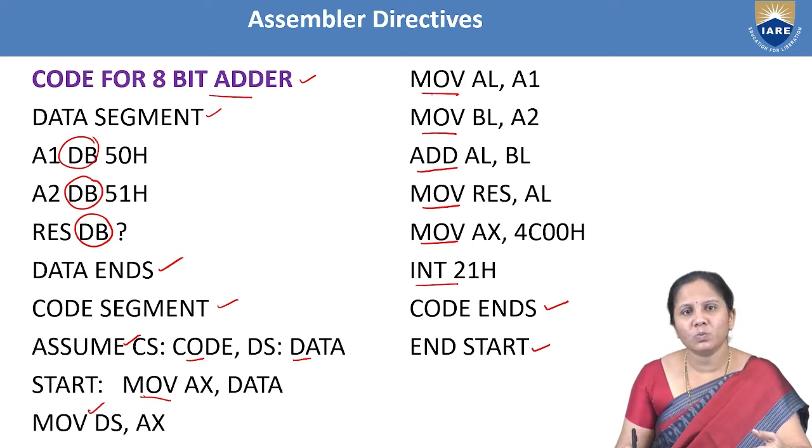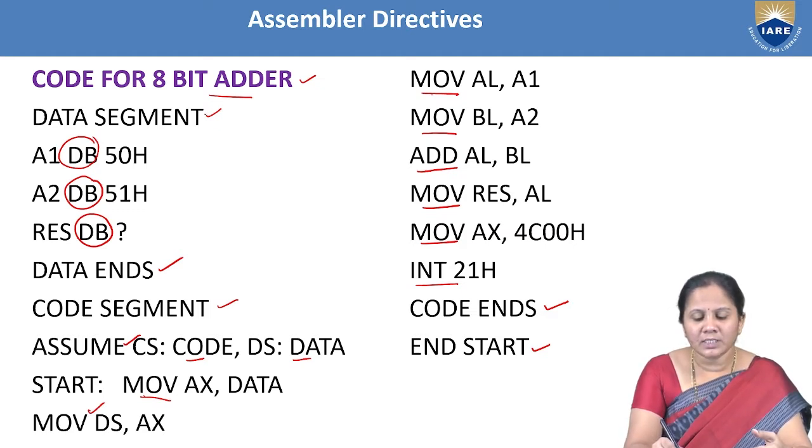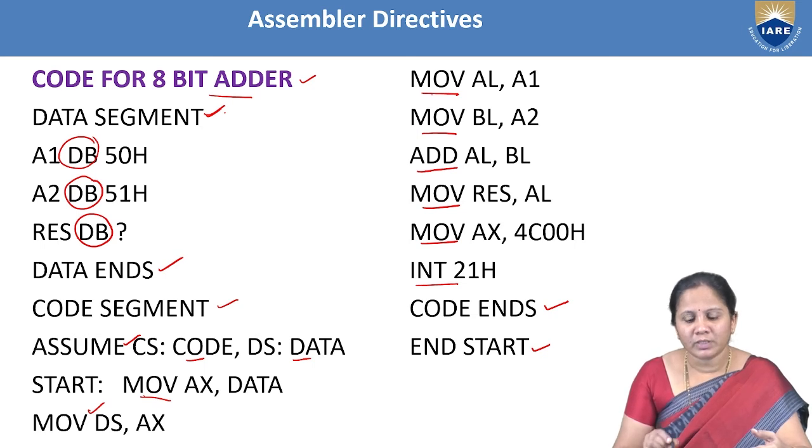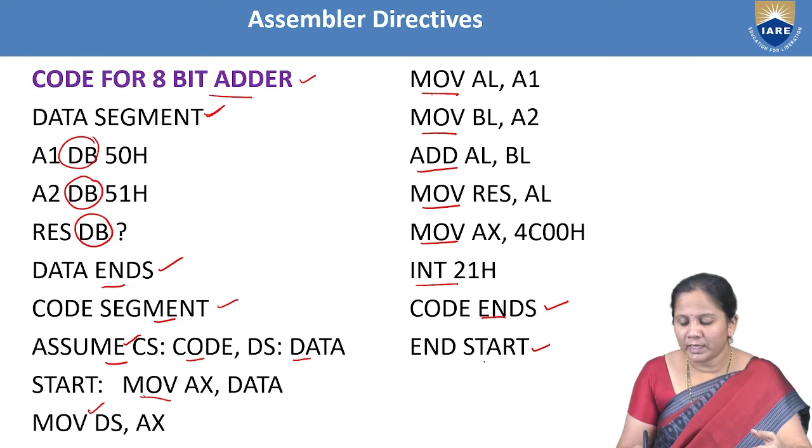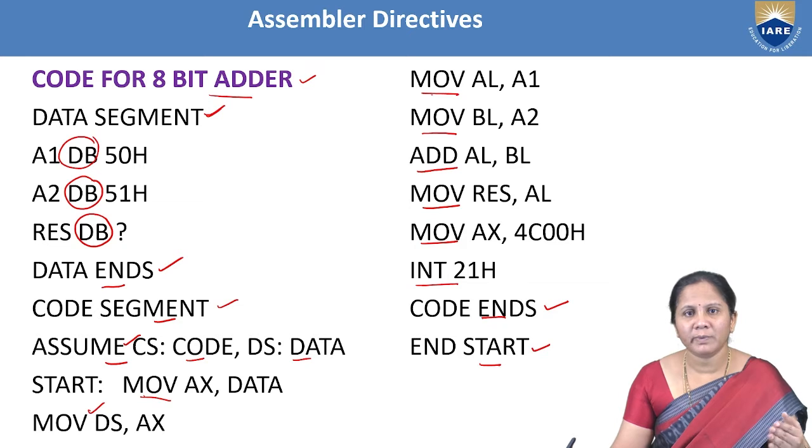All these instructions come under the assembler directives. When these instructions are executed, machine code will not be developed for them. For example, DATA SEGMENT, DB, DATA ENDS, CODE SEGMENT, ASSUME, CODE ENDS, END START. When all these lines are executed, no machine code will be developed. So these are the differences between the normal instructions and special instructions, and for which instructions machine code is developed and for which it is not developed.